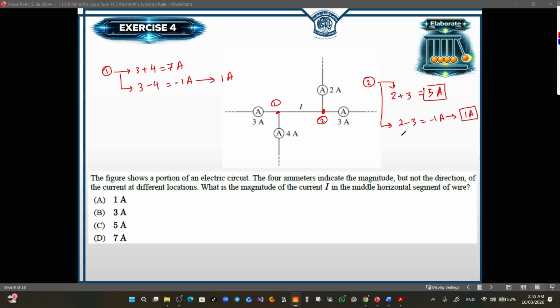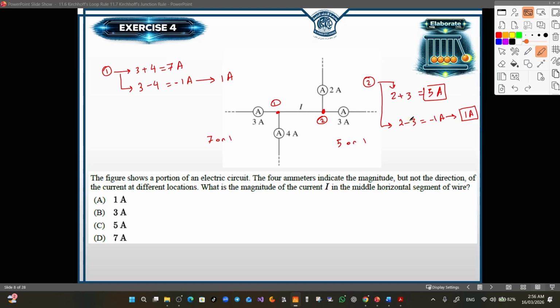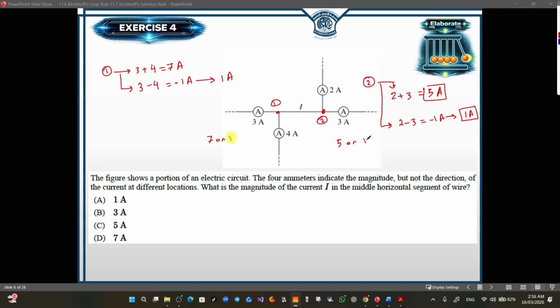So from the right junction, the middle current could be 5 amps or 1 amp. Now, here is the key idea. The current in the middle must satisfy both junctions at the same time. From the left side, the options are 7 or 1. On the right side, the options are 5 or 1. The only value that appears on both sides is 1 amp. Therefore, the magnitude of the current in the middle horizontal segment should be 1 amp.